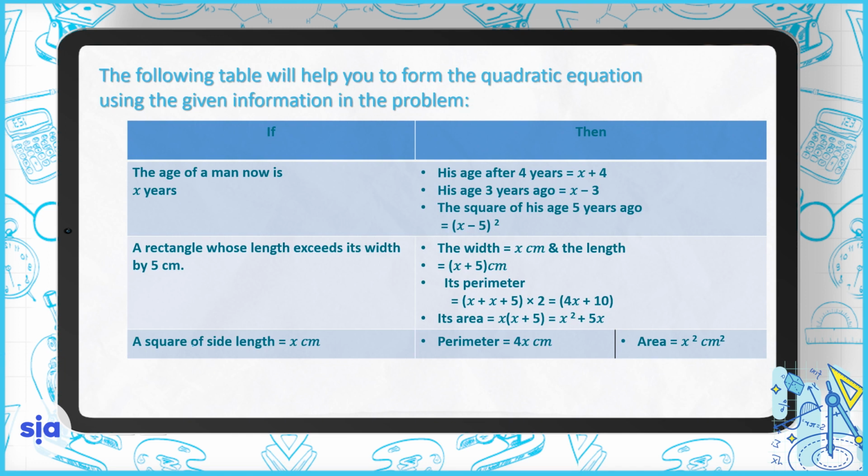How about the area? The area is x times x plus 5, which is x squared plus 5x. If the square has a side length x, its perimeter is 4x, and its area is x squared. Let's go now and apply these very helpful ideas that we saw in the tables in the coming problems.